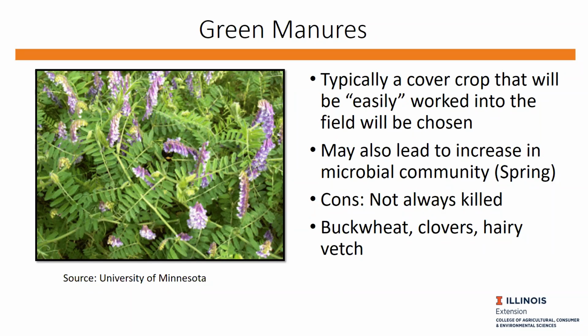The issue, though, is that it's not always killed. It can be a little troublesome. Hairy vetch, which you see in this photo, is also one where, yes, it is a green manure, but my goodness, if you've tried to till this under, the vining characteristics can be pretty hard to work with and pretty hard to deal with.